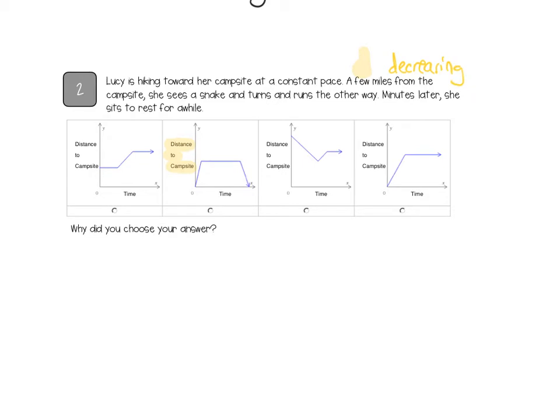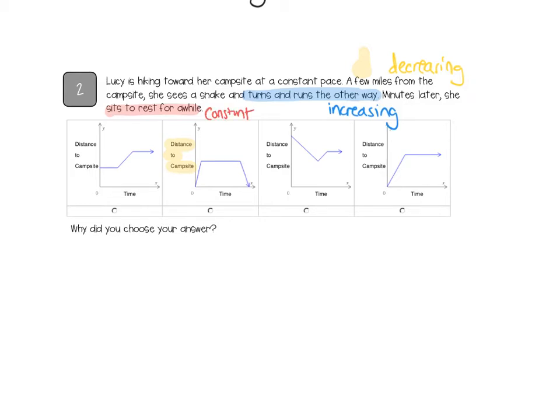And then she turns and runs the other way. Remember, it also says then she turns and runs the other way. Well, if you run the other way, then you're getting further away from your campsite. So then it really starts to be increasing, because you're starting to get further away from the campsite. Okay, and then minutes later it says she sits to rest for a while. Well, if you're sitting to rest, you're not moving anywhere, so you're not getting any closer or any further away from the campsite. So that is a constant.